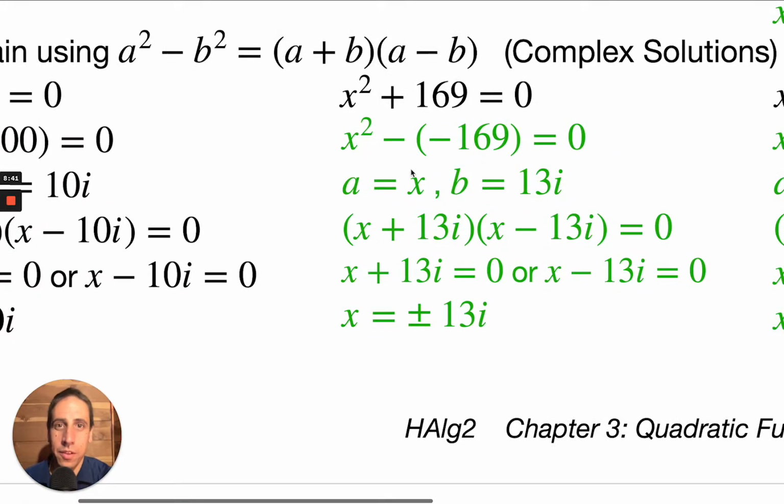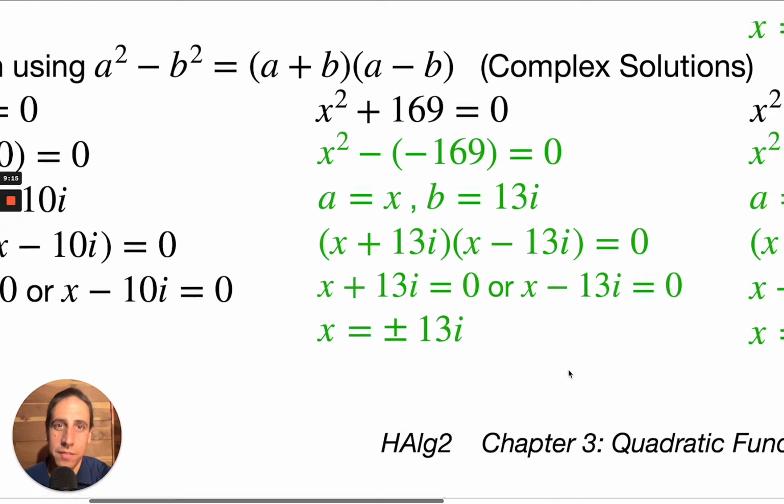Here we get plus 169. There is no pattern for a squared plus b squared, but there is a pattern for a squared minus b squared. You can force the subtraction and get negative 169. Once it's negative 169, the square root of negative 169, maybe 3 weeks ago we weren't able to do this, but now we can take the square root of negative 169. We know that is 13i. And so we write x. If a is x and b is 13i, then it's a plus b and a minus b, or x plus 13i and x minus 13i. Algebra 1 skills, x equals plus or minus 13i.